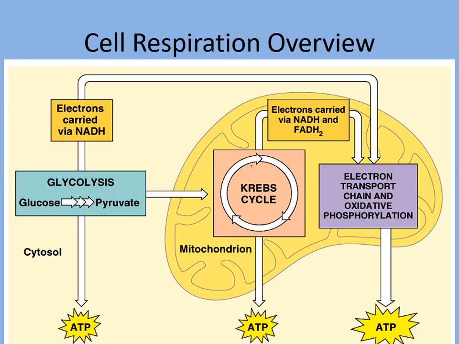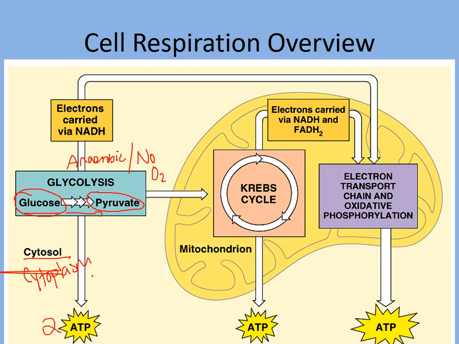So here is the overall process, and let's walk through it really quick. Here's step one. This is where glucose comes into the cell. The cytosol is the same as the cytoplasm. So we're out in the cytoplasm of the cell. And remember, glucose gets converted into what's called pyruvate or pyruvic acid. This is anaerobic. You don't need oxygen for this. No oxygen. And you only get 2 ATP from this process. All right, that's step number 1.